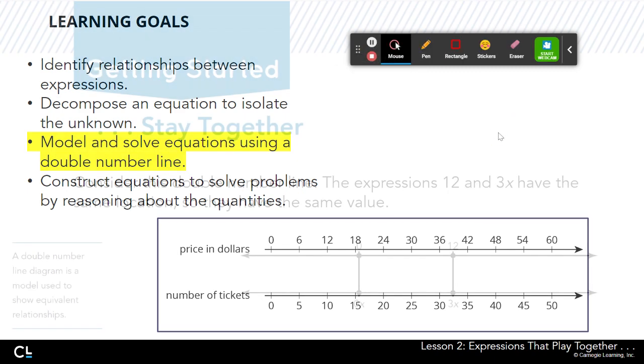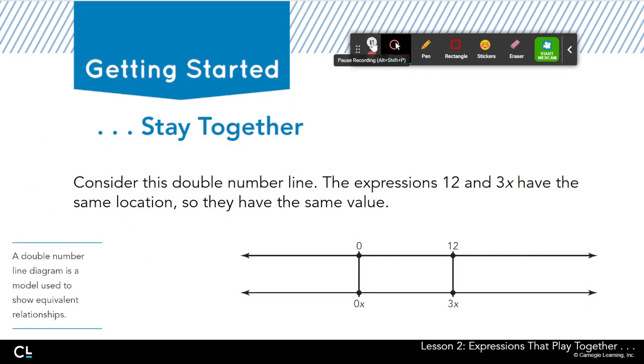Alrighty, moving on to the getting started. Now, the purpose of this getting started activity is to show you exactly how you would set up an equation using a double number line. So it reads, consider this double number line. The expressions 12 and 3x have the same location, so they have the same value.